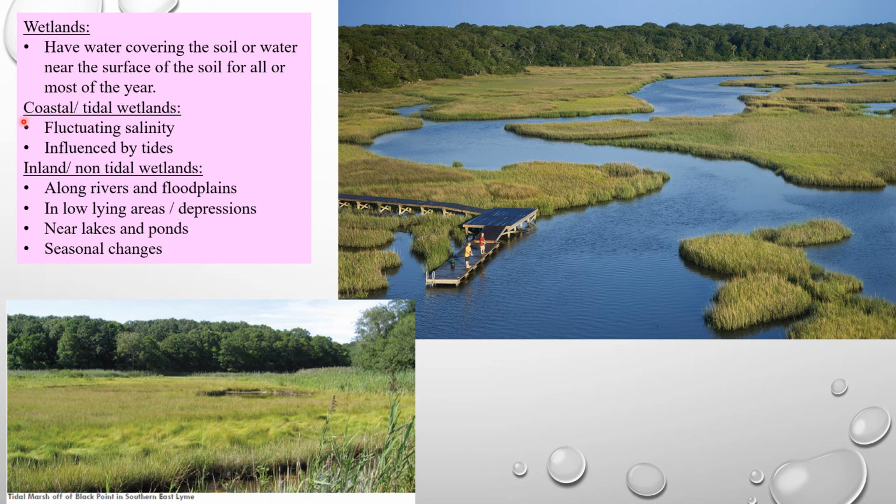Mangroves are a type of wetland, and we have coastal or tidal wetlands, and then we have inland and non-tidal wetlands. So coastal and tidal, which is what we're looking at right up here in the right corner picture.